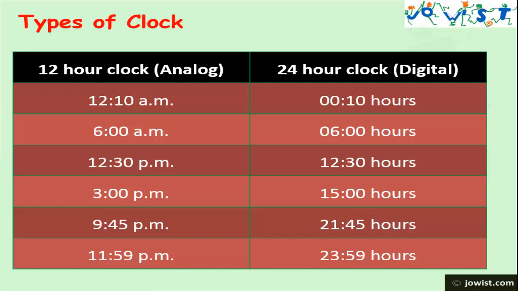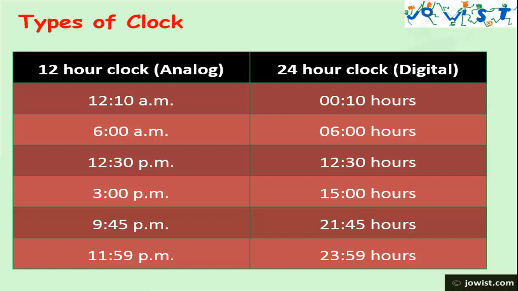In analog clock, the clock starts at 12. At midnight 12 o'clock, it is AM. When the hour hand is at 12 again, it will be 12 noon. By this time, the digital clock will show 12 hours. Again, when the analog clock starts its second rotation and the time is 12:30, then the digital clock will show 12:30.